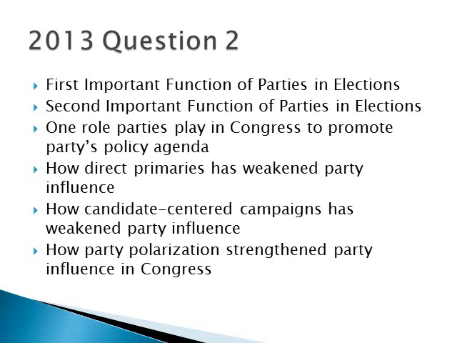You have to explain how direct primaries have weakened party influence. How has the candidate-centered campaign weakened party influence? This is how you break down the tasks you need to accomplish. How has party polarization strengthened party influence in Congress? And when you write your answers to these things, you can write a long time if you want to, but you probably ought to go over each one of these with at least 2 or 3 sentences minimum.